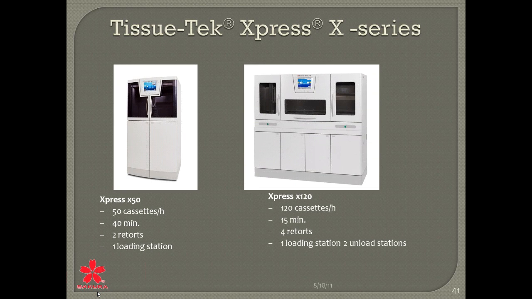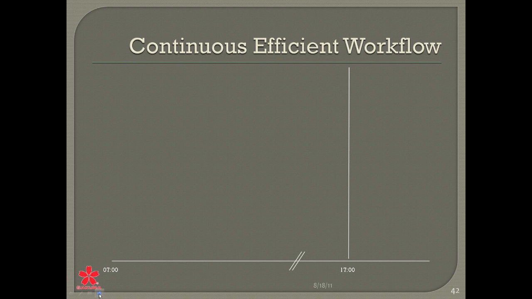And the big one, what I've worked with, is the big Express X120. It is capable of doing 120 cassettes an hour, and it's loadable every 15 minutes. And that's because of its 4 retorts. And I don't want to go over how it's all working. You can ask the Sakura guys. And what did we create to get to the continuous efficient workflow?